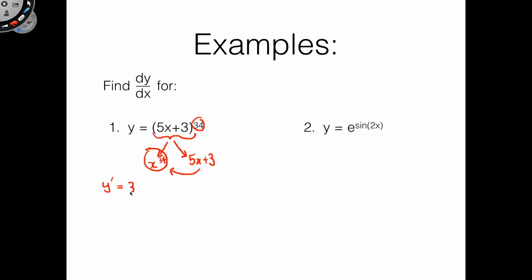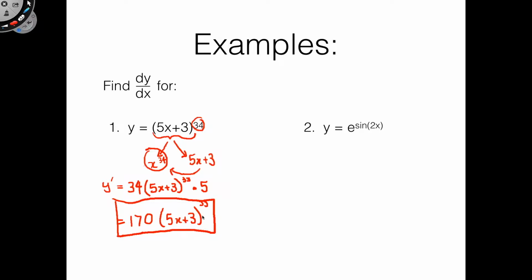So this would be 34 times (5x plus 3) to the 33rd, times the derivative of 5x plus 3, which is just going to be 5. Some cleaning up would yield 5 times 34, which is 170, times (5x plus 3) to the 33rd. And that would be your final answer. It's not worth simplifying this any further. Right, so that's how you do that.